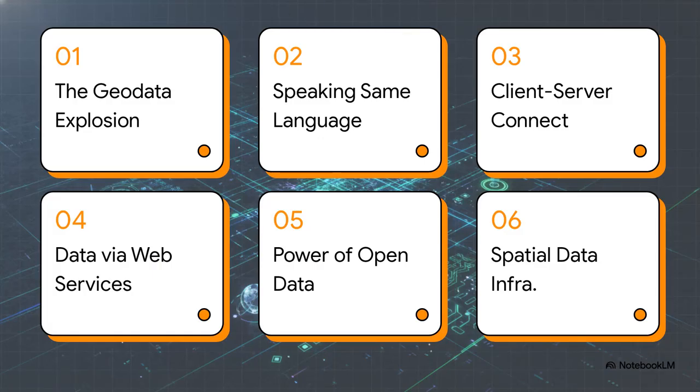Think of this as our futuristic heads-up display. We'll initialize these 6 core modules today to demystify the backend infrastructure. We're going to start with the geodata explosion, then look at speaking the same language, trace the client-server connection, break down delivering data via web services, explore the power of open data, and finally look at massive spatial data infrastructures.